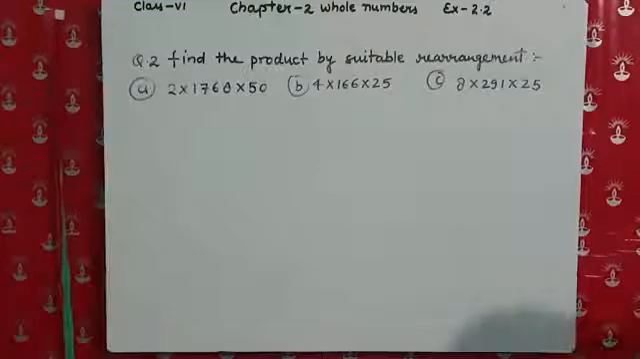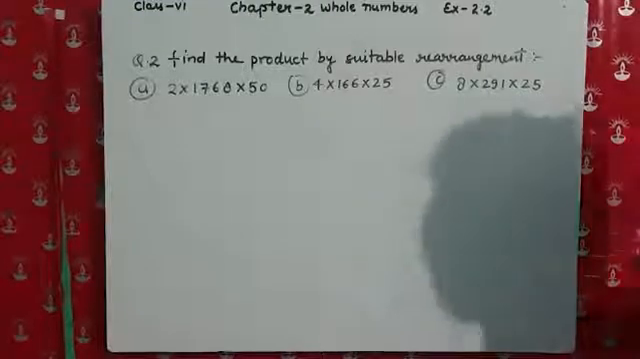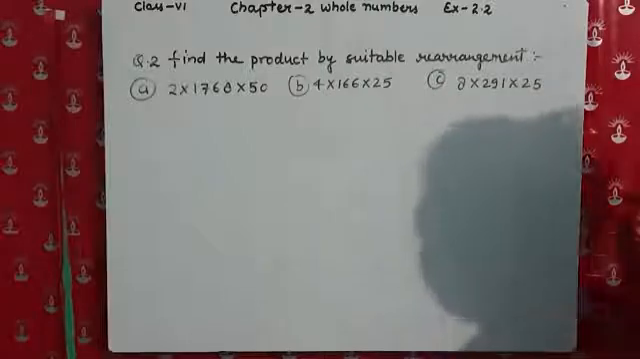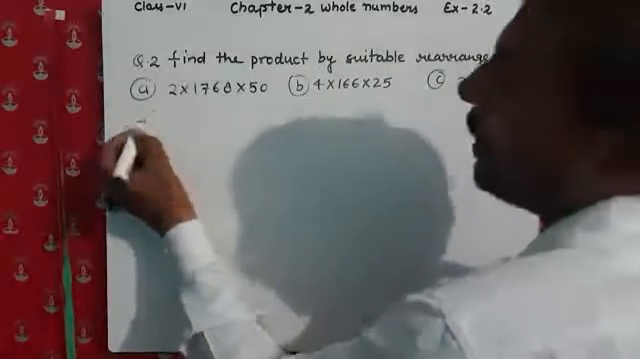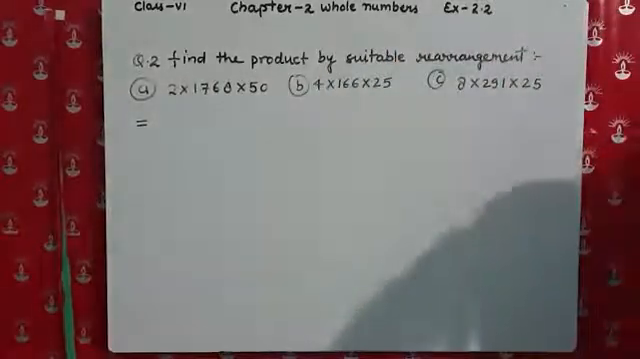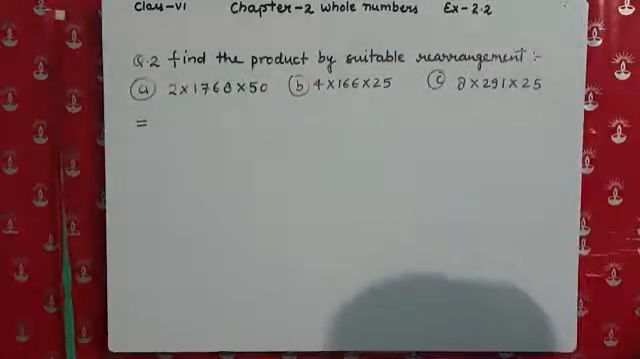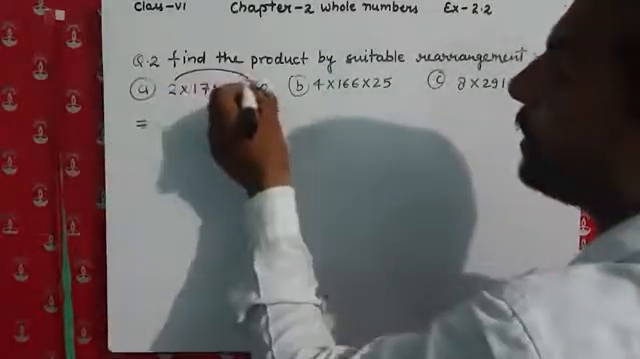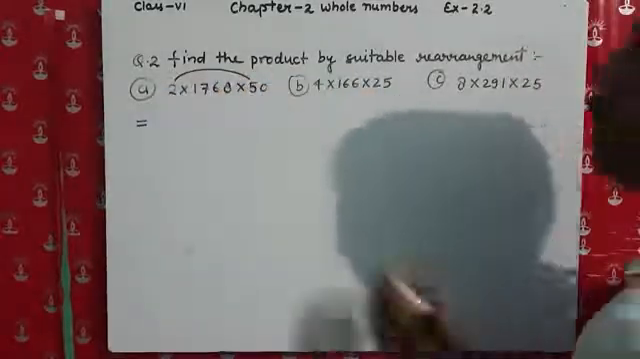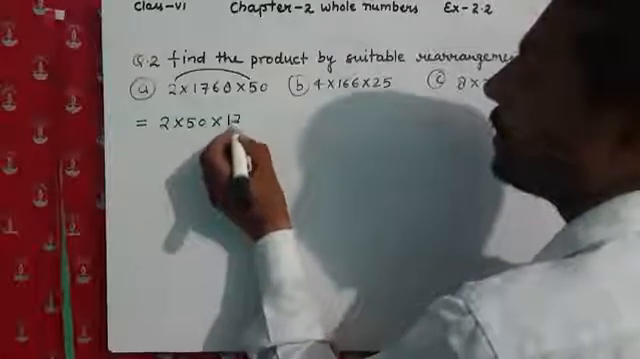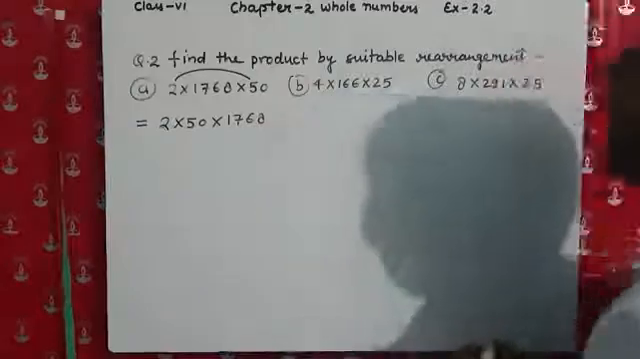Now I am going to question number 2. Here question number 2 says: find the product by suitable rearrangement. So here we have to find the product. I am going to part A. Part A is written: 2 into 1768 multiplied with 50. What are we getting over here? Simply we have to multiply 2 with 50. 2 multiplied by 50. So now we will get this arrangement.